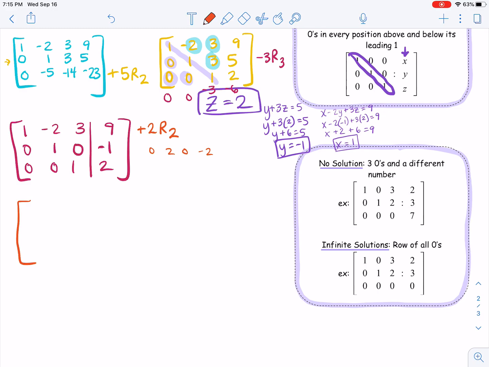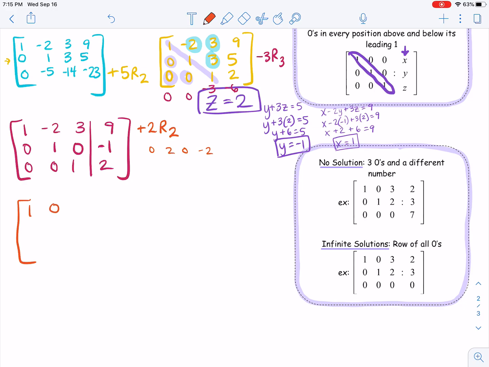So I'm combining that with the first row. So 0 plus 1 is still 1. 2 plus negative 2 is 0. 0 plus 3 is 3. Negative 2 plus 9 is 7. Nothing changes in the second row. Nothing changes in the third row. So I'm still looking good.